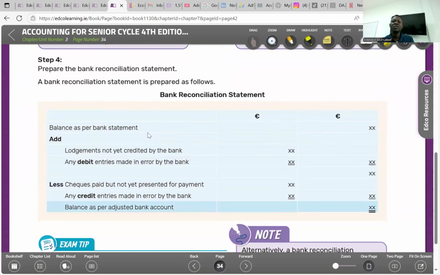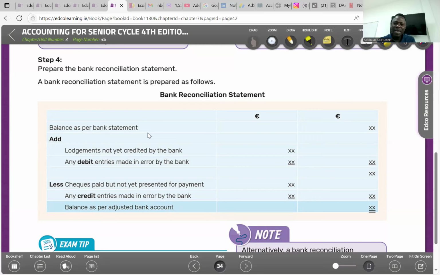The first thing is your balance as per bank statement. If it is an overdraft, it will be on the debit side, and if it is a balance, it will be on the credit side. So your balance as per bank statement will go there. Then you add lodgements not yet credited by the bank. Whatever amount of money that you have lodged into the bank, that you have deposited into the bank, that has not been credited by the bank, you add it to your bank reconciliation statement.